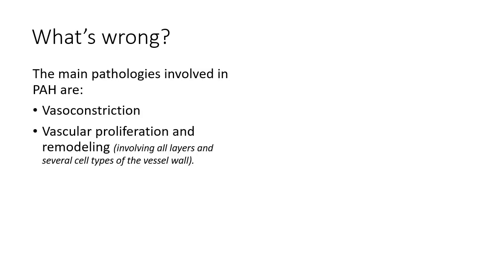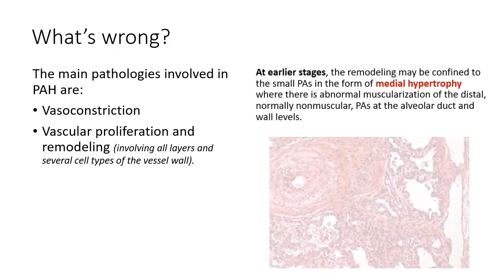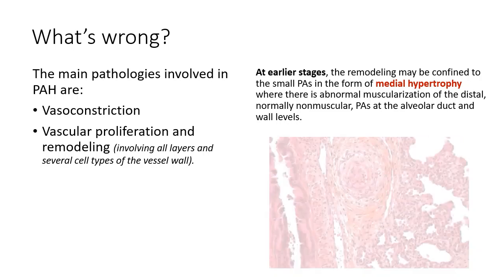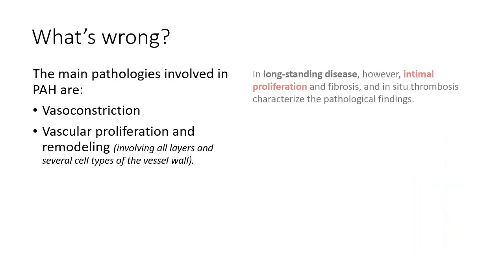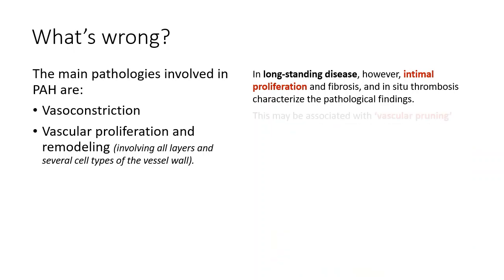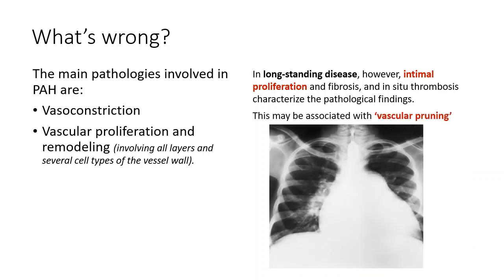So what is going on in this disease process? The main pathologies involved in PH are vasoconstriction, vascular cell proliferation and migration, leading to remodeling, which involves all layers of the vessel wall. In the earlier stages of the disease, the remodeling is confined to the small pulmonary arteries in the form of medial hypertrophy, where there is abnormal muscularization of the distal, normally non-muscular pulmonary arteries, as we can see here and here. In long-standing disease, however, we can see intimal proliferation and fibrosis, seen in this picture and in this picture. It is this proliferation and fibrosis which leads to vascular obliteration and pruning observed in this chest X-ray.